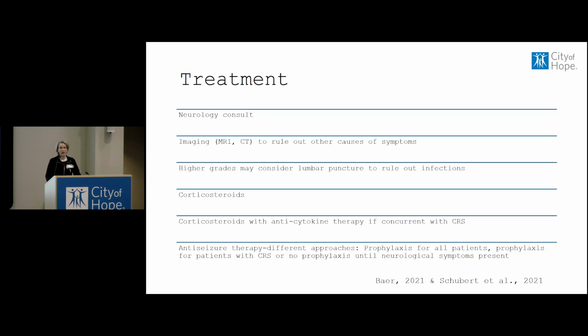And like I said, there isn't a standard for anti-seizure therapy. There are different approaches. Some institutions choose to prophylax all patients prior to infusion. Prophylaxis can be initiated if the patient experiences CRS or ICANS, or the patient can be not prophylaxed or treated for seizures unless they start to experience neurological symptoms. Levetiracetam is the drug of choice for seizure prophylaxis due to the fewer side effects that it has and lower drug-drug interactions, particularly if patients who are older and have comorbidities are being treated with CAR T cell therapy.